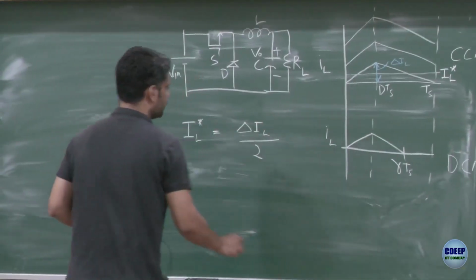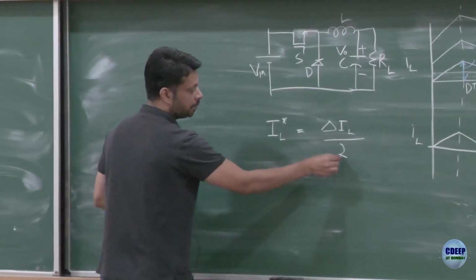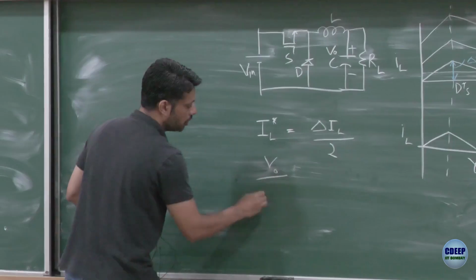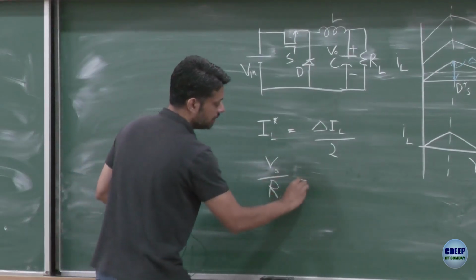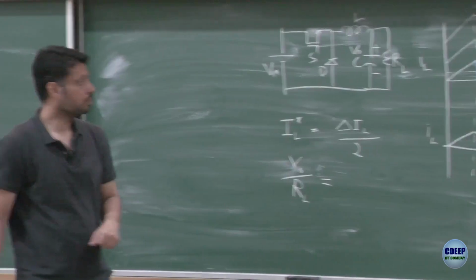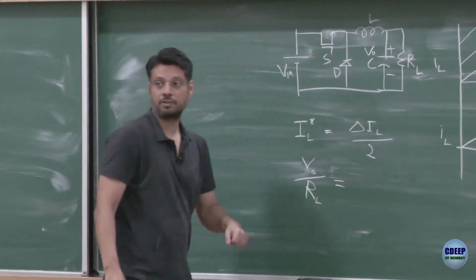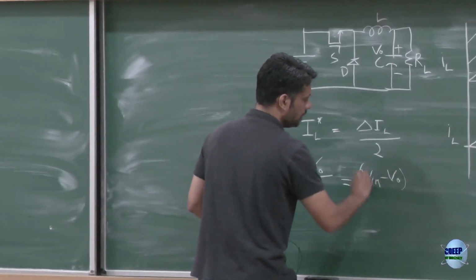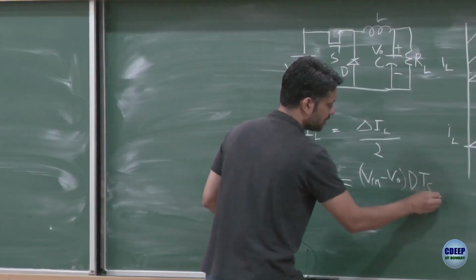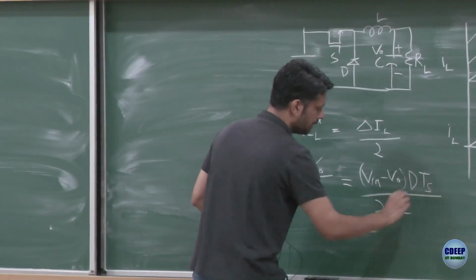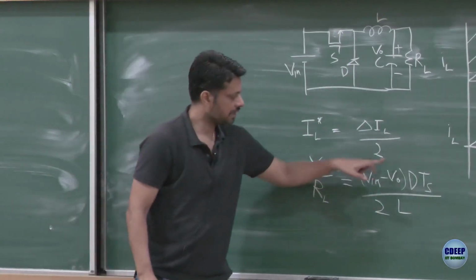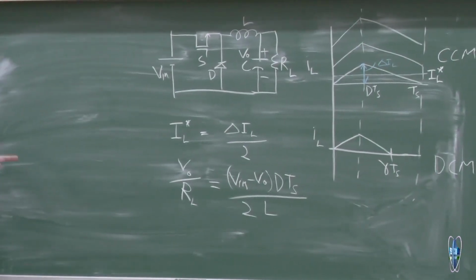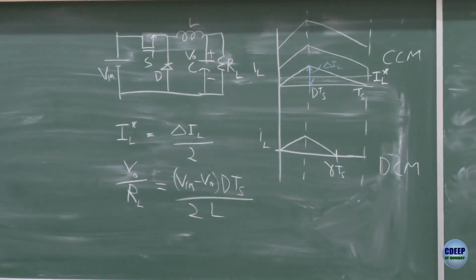So for this limiting condition, the average inductor current is equal to delta IL by 2. You can write the average inductor current as the output voltage upon the load resistance RL, equal to delta IL by 2. What was the delta IL expression? It is (Vin minus Vo) into D times Ts upon L, right, and the 2 will come here. This was the expression for delta IL that we derived in the previous class. Is that correct? Can someone cross check? Any questions so far?